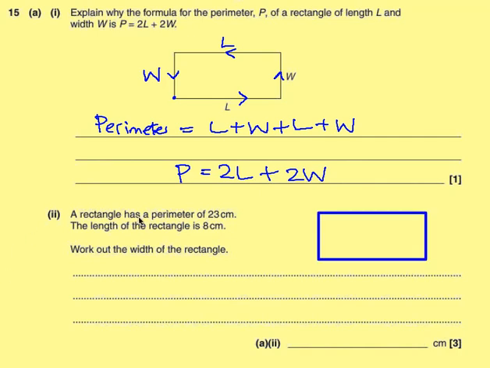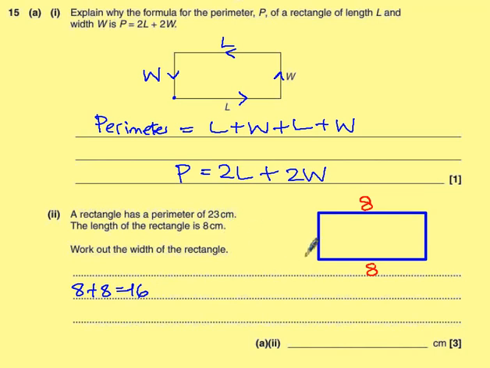Part 2. A rectangle has a perimeter of 23 centimetres. The length of the rectangle is 8 centimetres. Work out the width of the rectangle. So if we know the length of this side is 8, the length of the top side must also be 8. So we've got 8 plus 8 is 16.